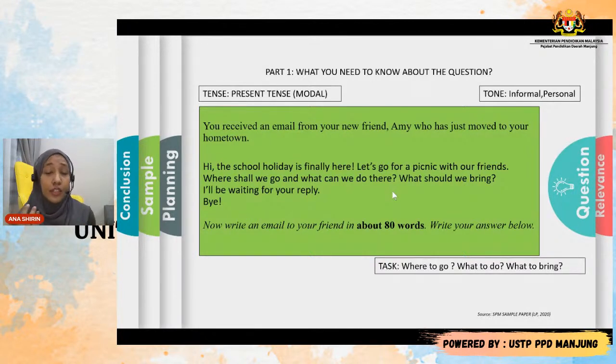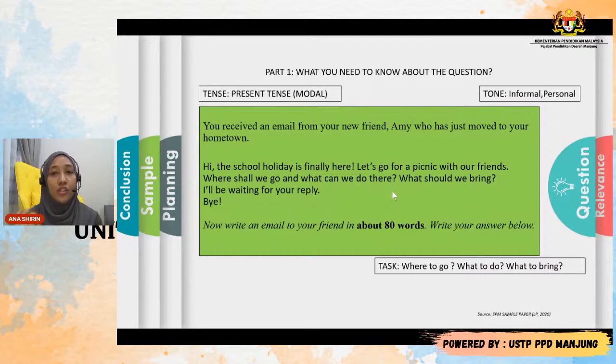How can you derive the task from each question or each part? Look at the questions that have been highlighted in the middle of it. In this instance, there are three questions that we need to address, which is where to go, what to do, and what to bring. Now, it's a very good idea for you to have in your mind that when you have to give suggestions, or for example, what can we do there and what should we bring, it's very good that if you can provide two alternatives.